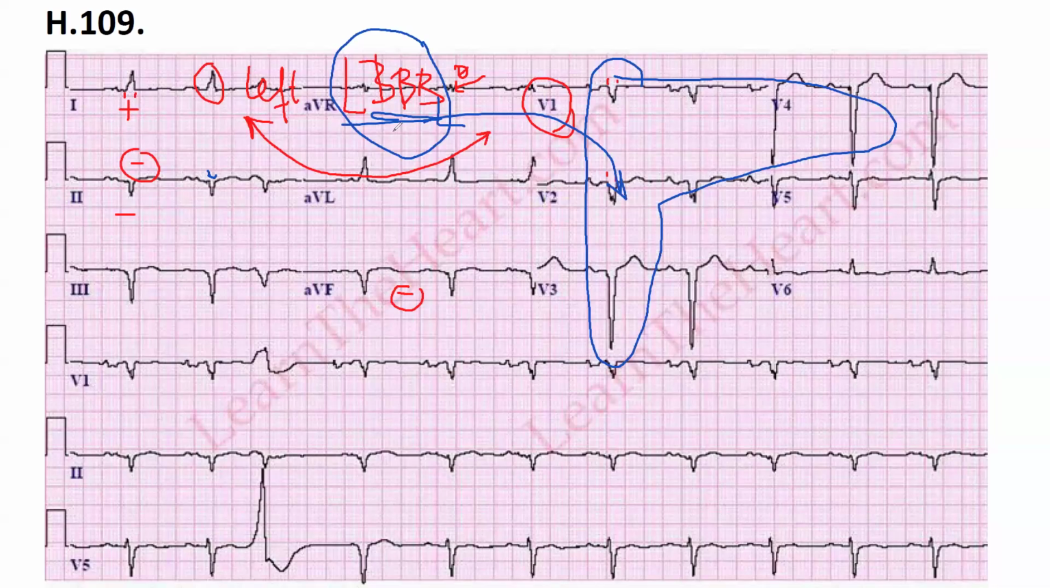P mitrale, left bundle branch block, and PVC, so premature ventricular beats. This is what we had. Nice ECG.